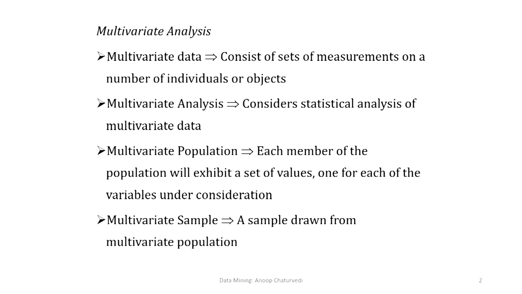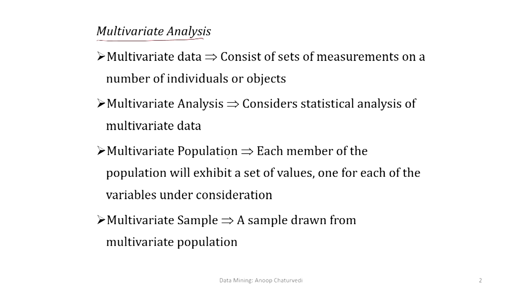Now, in multivariate analysis, we have to deal with multivariate data. By multivariate data, we mean the data which consist of sets of measurements on a number of individuals or objects. Then multivariate analysis considers the statistical analysis of multivariate data. So, you have a number of variables and then a number of objects, and then you are taking observations on each and every variable of each and every individual or object, and your objective is to consider statistical analysis of this kind of multivariate data.